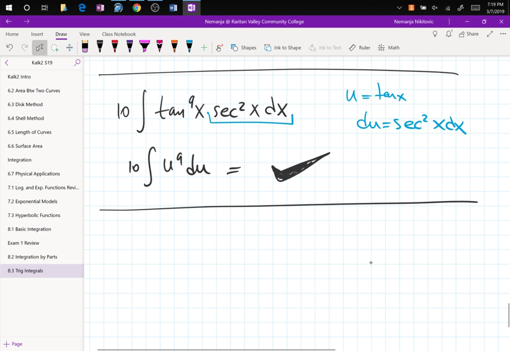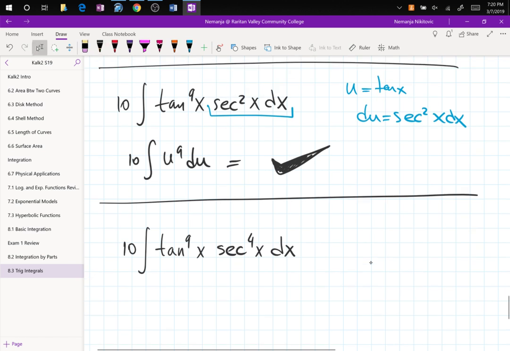Now, a little modification on this. If I am to have the previous problem, how about if I just spice it up a tad? What have I done? I took the secant squared and made it a secant to the fourth. What happens now? All hell breaks loose. No, not actually in this one. This is a test-worthy question, right?